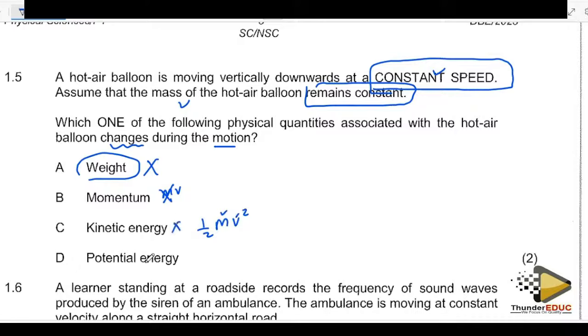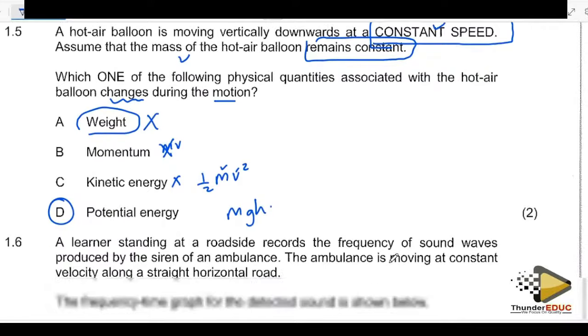What about potential energy? We know that potential energy is mass, acceleration due to gravity, and the height. So the height will keep on changing. There's no way height is going to stay the same. So it's the potential energy that is going to change during the motion.